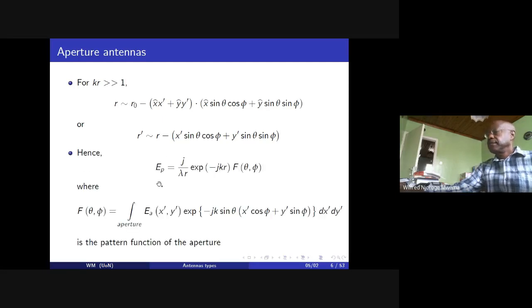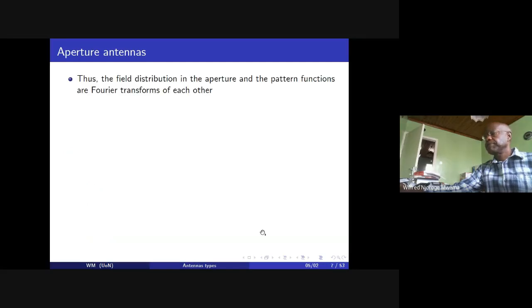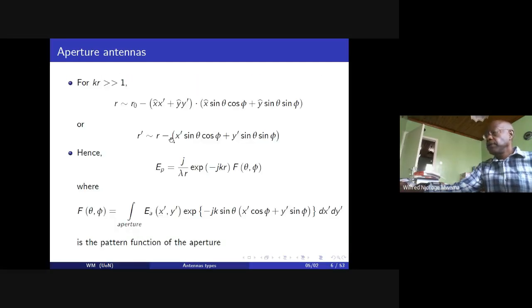Hence, E of P is just going to be given by j over lambda r multiplied by the exponent of minus j k r and multiplied by the element factor, which we are going to have as f of theta and phi, equal to the integral over the aperture of the electric field multiplied by those values there. And we call it the pattern function of that aperture. Now, if you look at this, it looks like a Fourier transform in the spatial dimension, not in the time case.